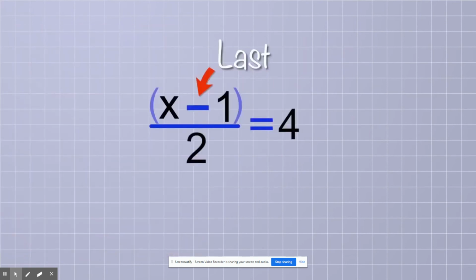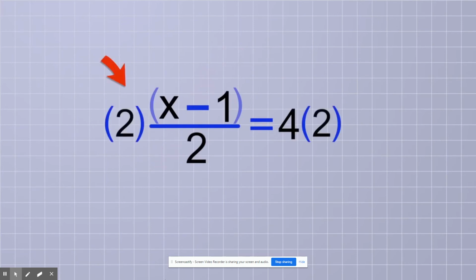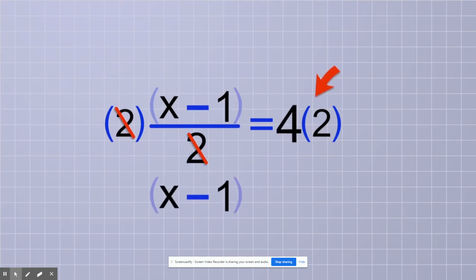So the first step is to undo the divided by 2 by multiplying both sides of the equation by 2. On the first side, the 2 on the top and the 2 on the bottom will cancel out, leaving just our implied group, x minus 1, on that side. And on the other side, we have 4 times 2, which is 8.